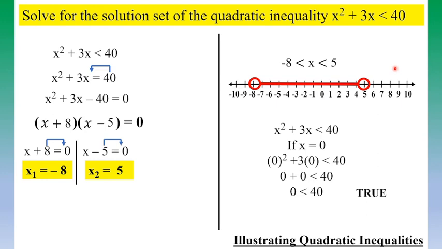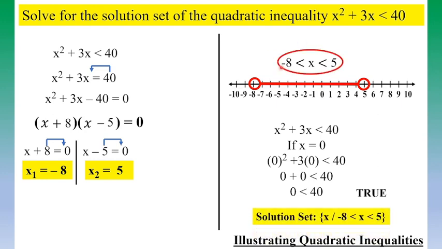And we're going to write the solution set. This is how you're going to write it. Just copy this one. So x such that x is between negative 8 and 5. Do not change this. This is always the inequality sign to be used to get your solution set. That is our example number 2.